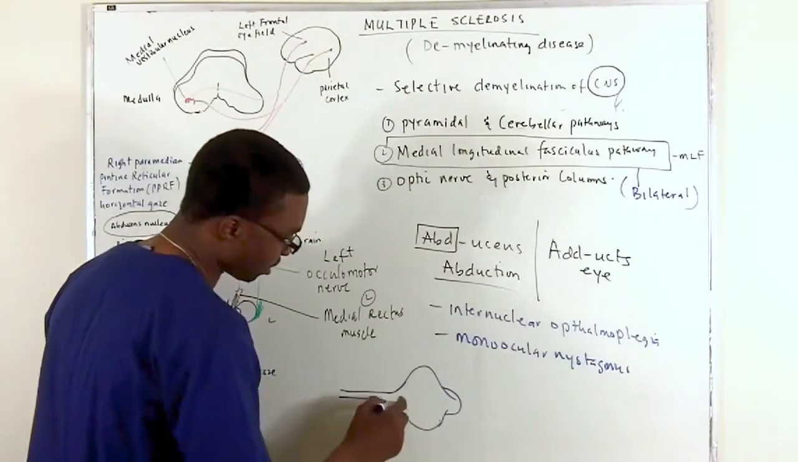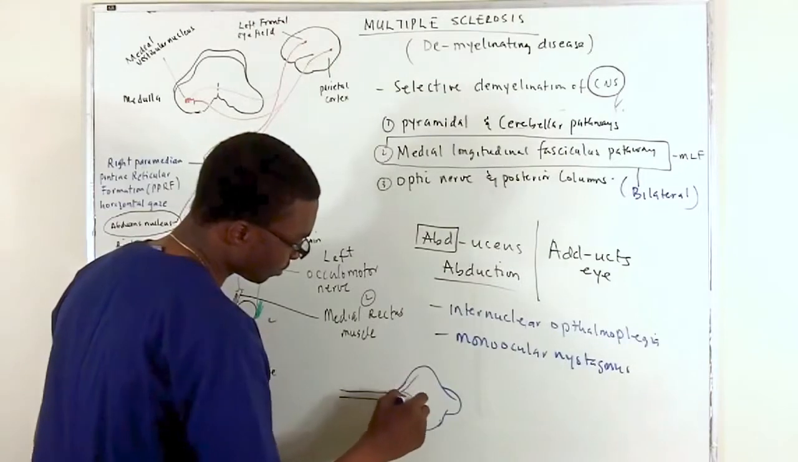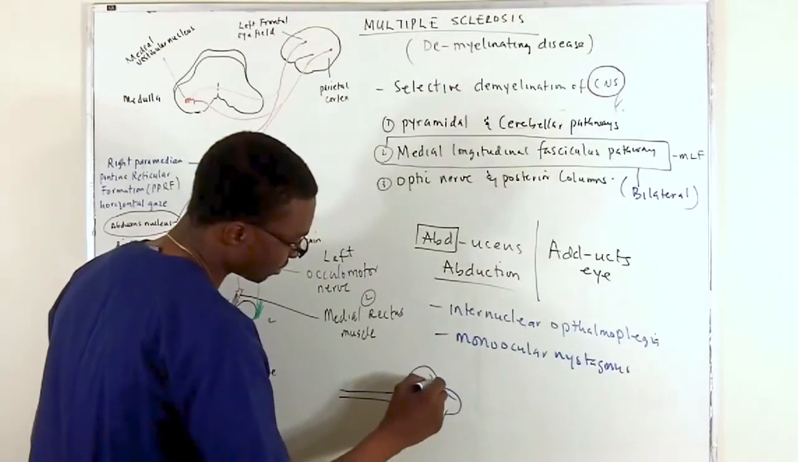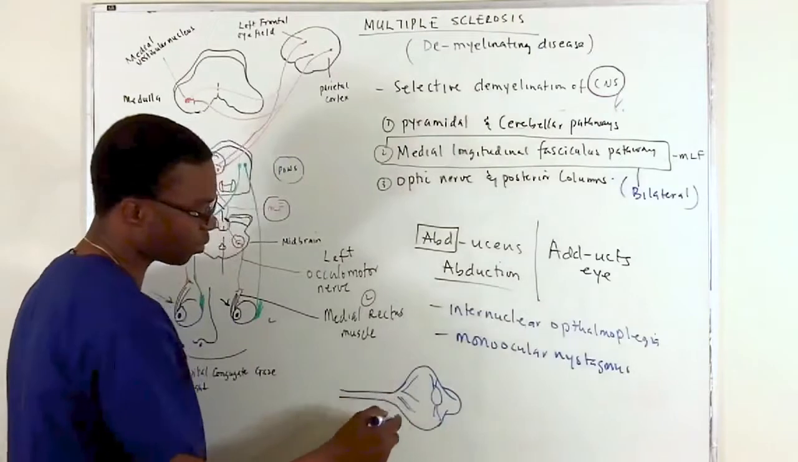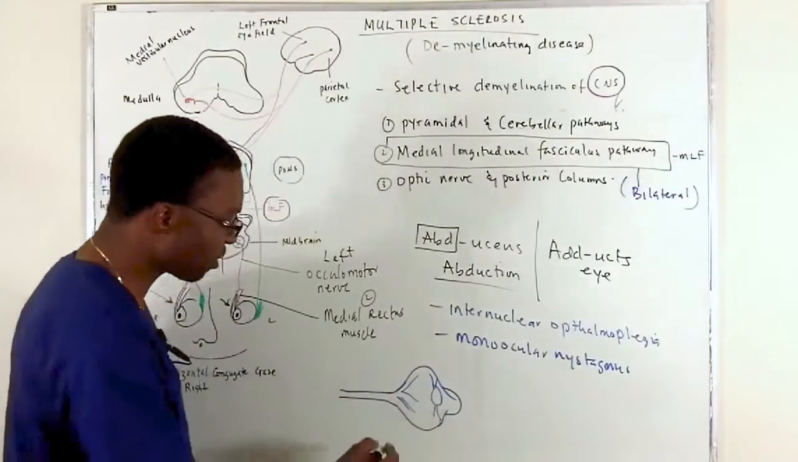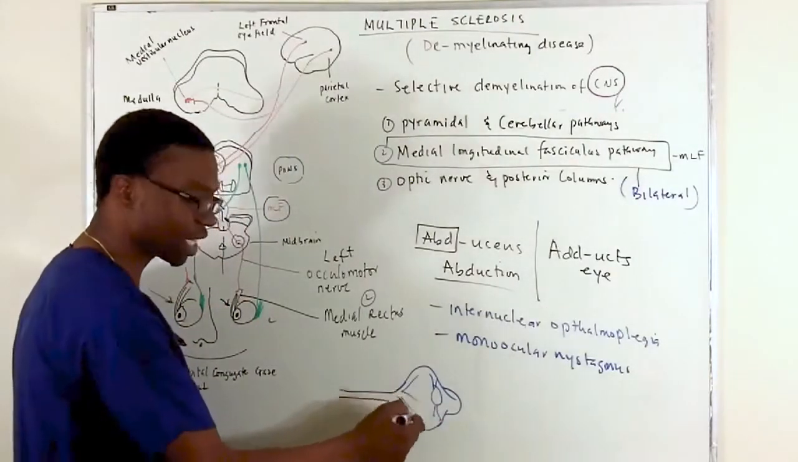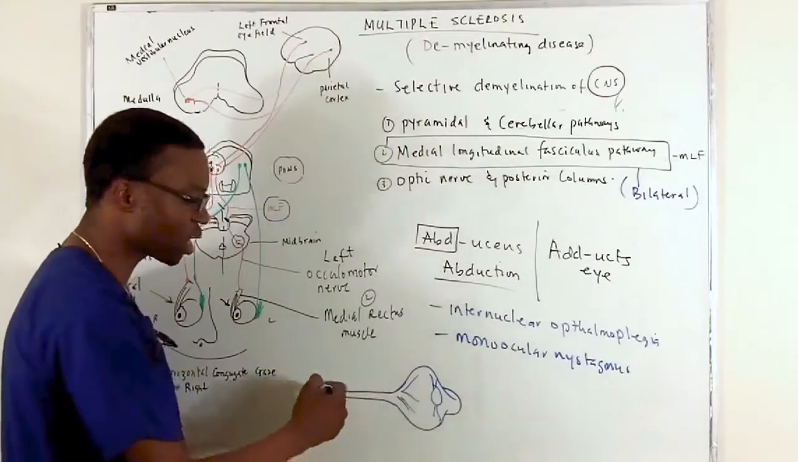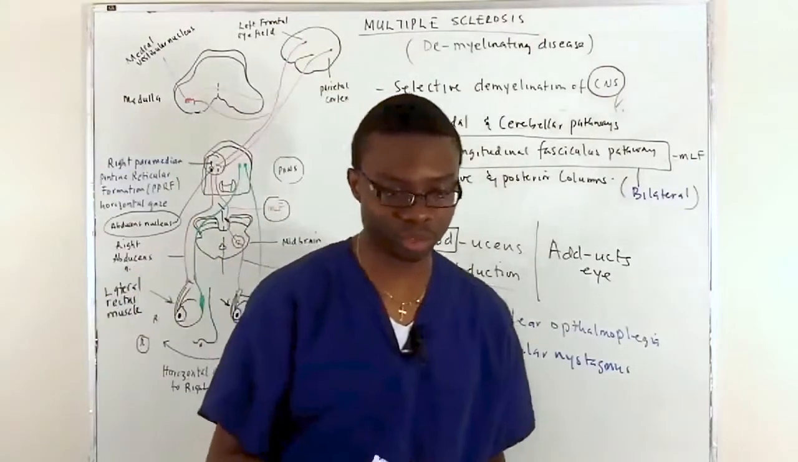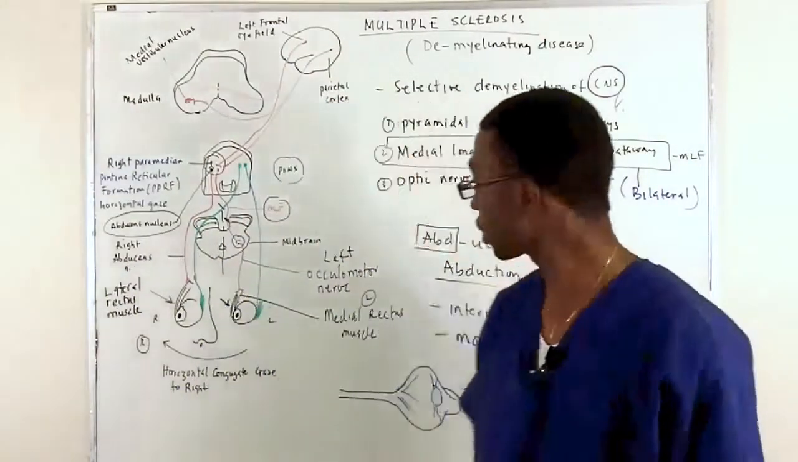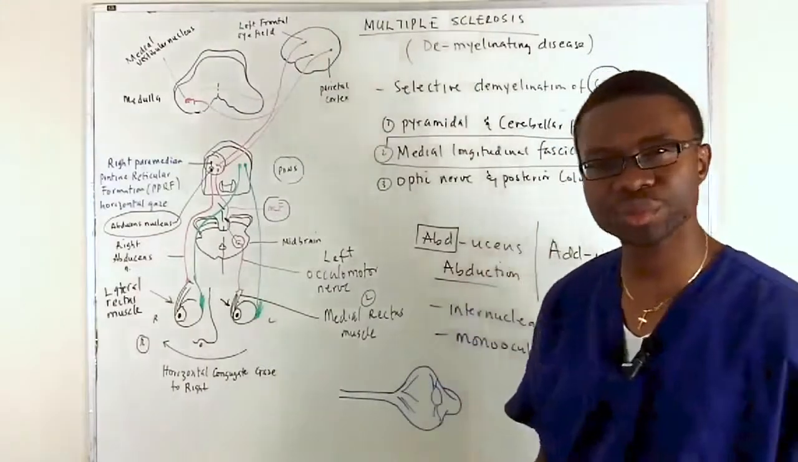So we've got the optic nerve, which supplies the eyes. And what does the optic nerve do? Well, it carries all the information that's been translated in the retina all the way back to the occiput. So they can have damage to that. And also, last but not the least, the posterior columns.